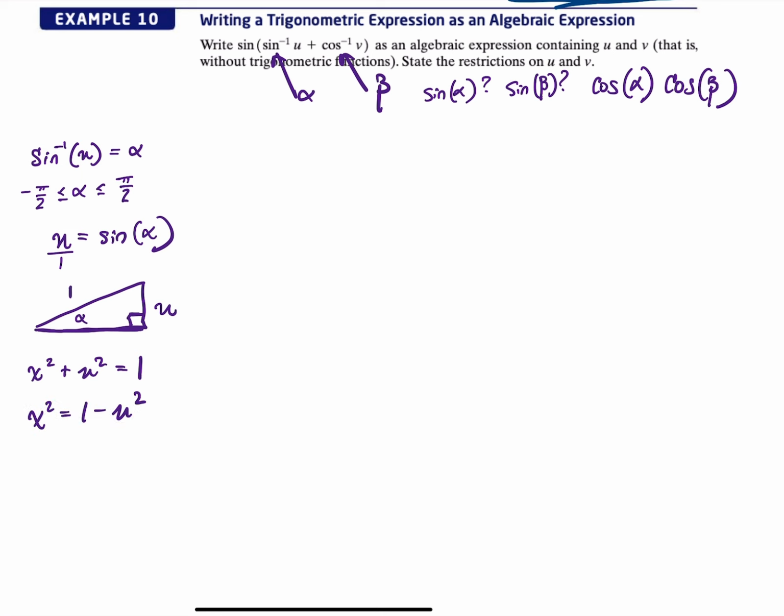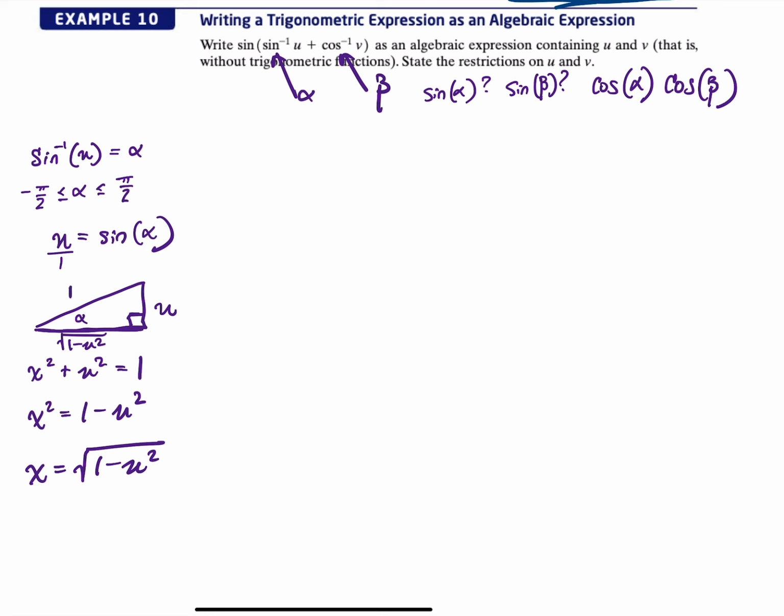Then take the square root of both sides. Technically we get plus or minus the square root of 1 minus u squared, but this should be a positive side length here, since we are in either the first or the fourth quadrant. The cosine value will be positive, or the x distance will be positive.